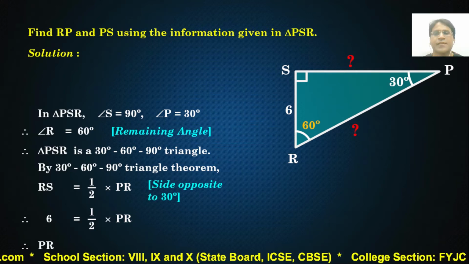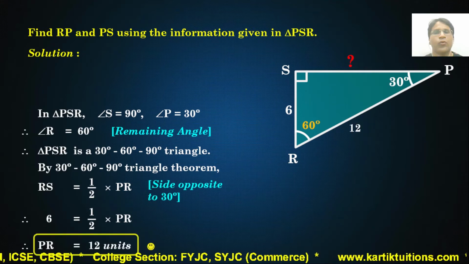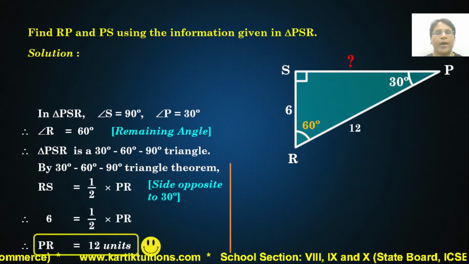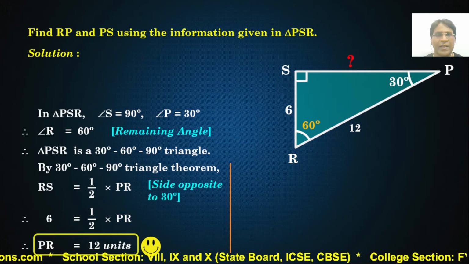That will give us 12 units. So we have got the length of hypotenuse PR, that is 12 units. Now let's talk about PS.